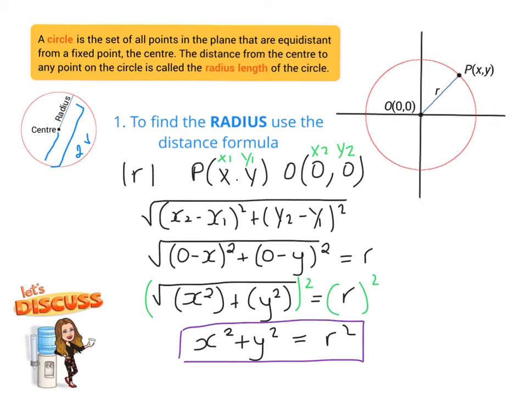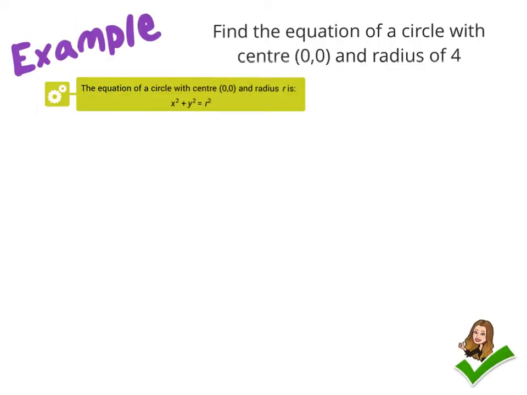And we use that when the centre is 0, 0 and there's another point x, y on the circumference, just like it's shown here, and we can find r. And I'm going to go through some examples of that now. Okay, so let's have a look at this example here. So find the equation of a circle that is centre 0, 0 and a radius of 4.